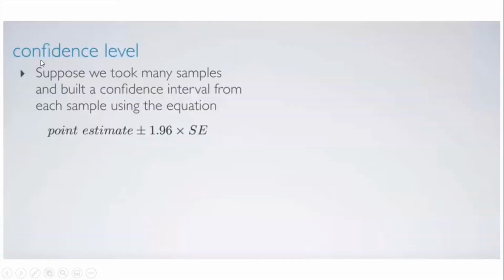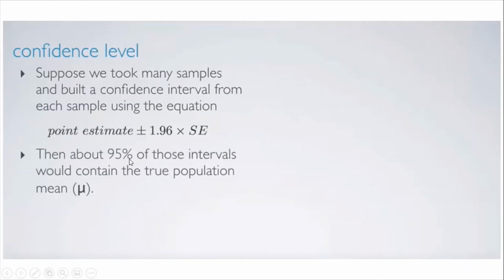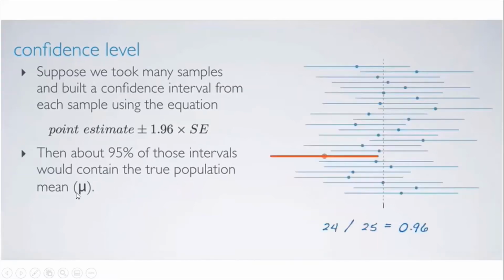Let's start with the confidence interval. We take many samples and build a confidence interval with each sample using the equation here. The point estimate, whether it is the mean or a proportion, plus a margin of error, which for a 95% CI uses 1.96, times the standard error from the sampling distribution. And then 95% of these intervals would contain the true population mean.